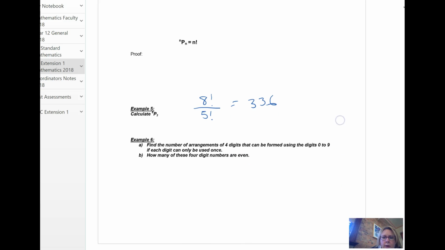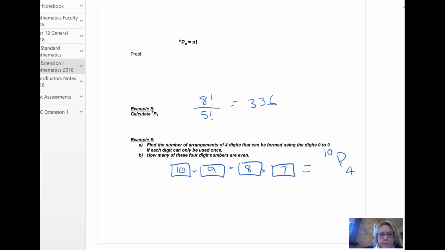Find the number of arrangements, 4 digits, that can be formed, number of 4-digit numbers that can be formed from if they're only used once. Well, I'm drawing up these because it's going to be more helpful for me. 10, 9, 8, 7. Now, why would I muck around with the P button when I can just times that out? If I was going to muck around with the P button, it's 10 and I want 4 of them.